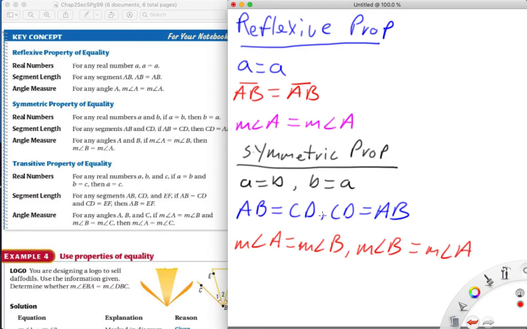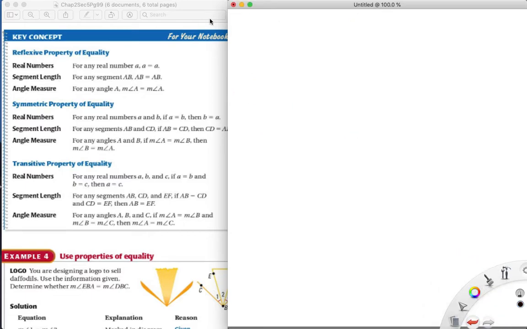So we could just switch the number or the segment or the angles if they're equal to each other from right to left or left to right across the equal sign, and they will still be equal. Alright, reflexive property, symmetric property of equality. And then we have transitive property of equality. We will use this property a lot. I repeat, we will use this property a lot.